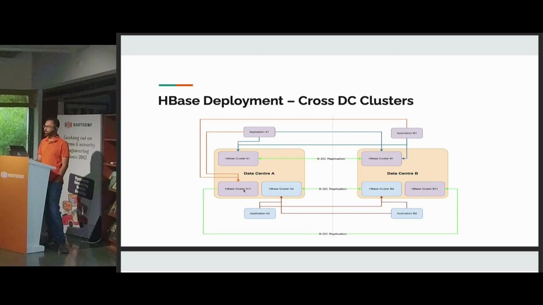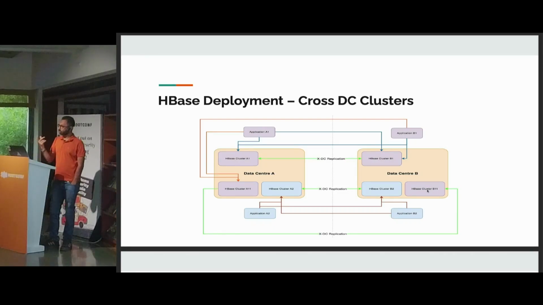Yeah, correct. So that's an active passive setup. So A1 is also talking to A11, B1 is also talking to A11. A11 is down, but A1 and B1 both have connections to B11 as well. Correct? So that's what you can set up if you want. You don't have to set it up.